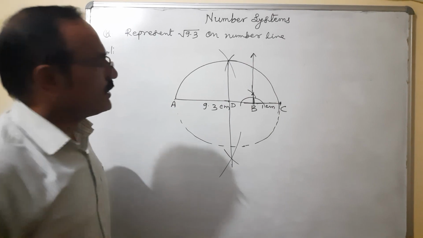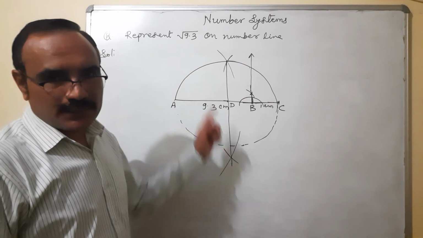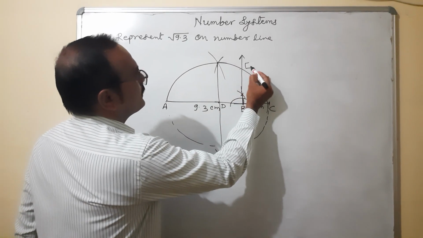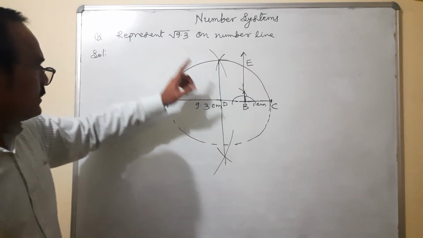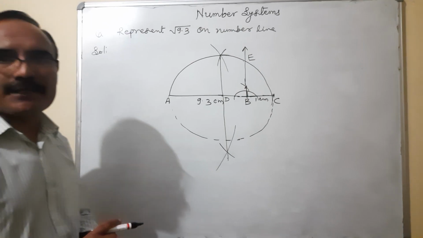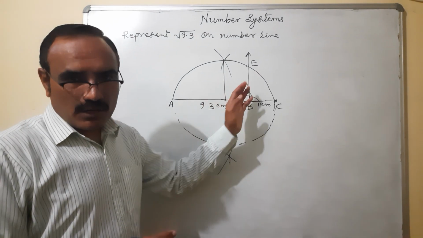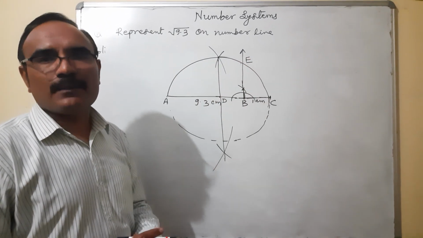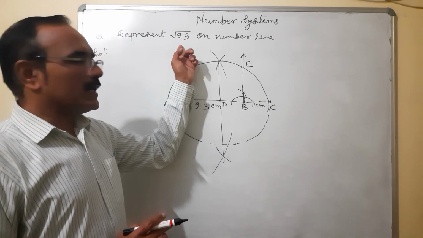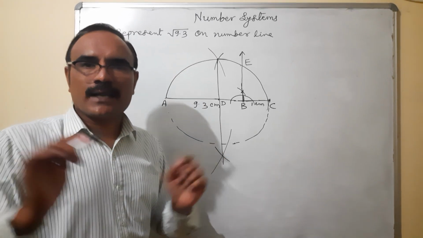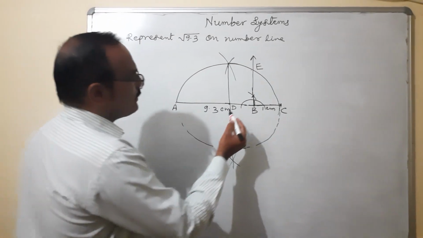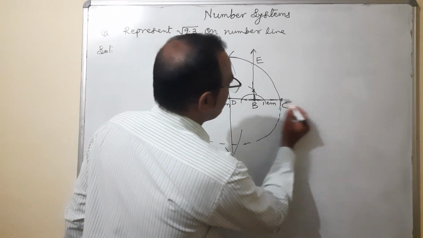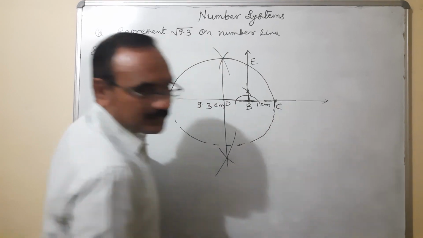This is a perpendicular. Suppose this perpendicular intersects the circle at point E. So the distance from B to E is equal to under root 9.3. Let me tell you how the value of BE is equal to under root 9.3. Because this under root 9.3 we are going to represent on the number line. So the number line is not this, the number line is that. Again, we are going to extend this line like this.